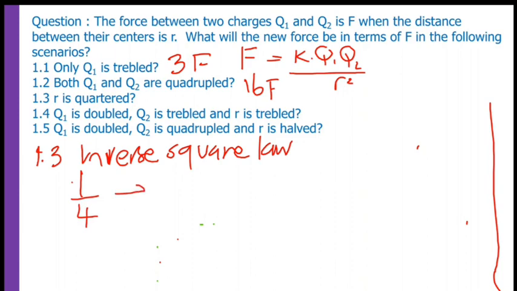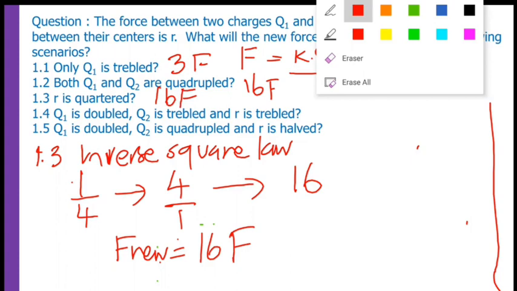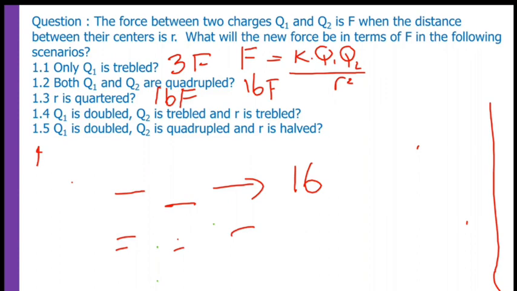What we're going to do to the quarter, we're going to invert. It becomes 4. And then we're going to square. Becomes 16. So the new force is 16 times larger. Again, we can prove this. So 1.3, the answer is also going to be 16F. Again, we can prove this by using an algebraic method, which is a little bit longer, but we can again prove that the force is indeed 16F.